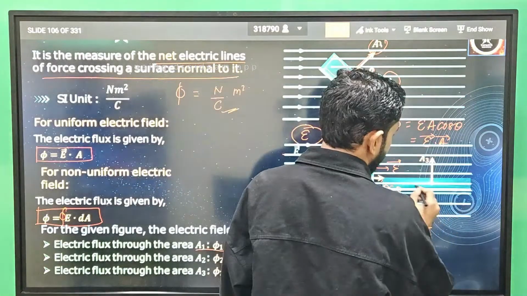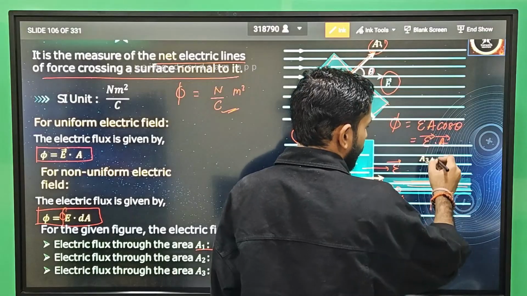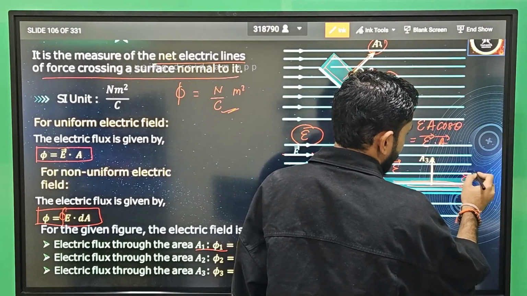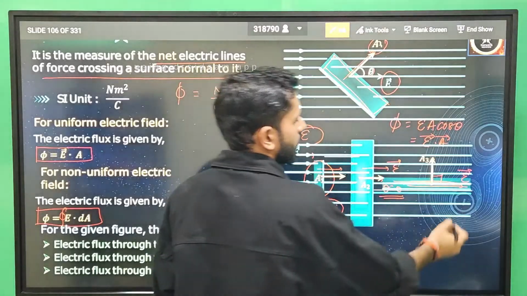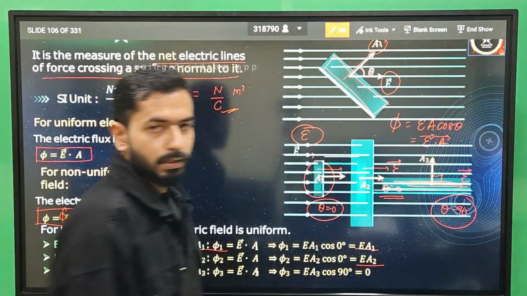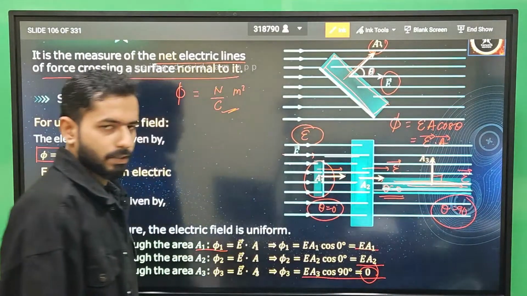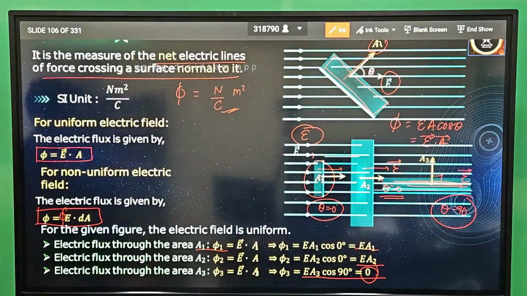Here, this is the line, the kind of rod that is kept, and this is the area vector, this is the electric field vector. What is the angle between them? Theta is equal to 90. What is cos of 90? Cos of 90 is nothing but 0. That means in the third case the flux will be 0. Simply. Correct? Is it clear?